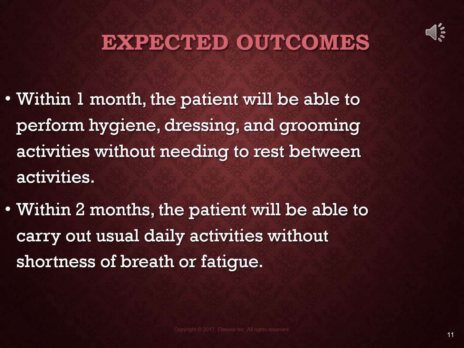The next couple of slides have examples of expected outcomes that you could write. This one is within a month, the patient will be able to perform hygiene, dressing, and grooming without needing to rest between activities. This, of course, would have to do with the dyspnea on exertion. Within 2 months, they will be able to carry out usual daily activities without shortness of breath or fatigue. So these are progressive goals that you were looking at with the patient.